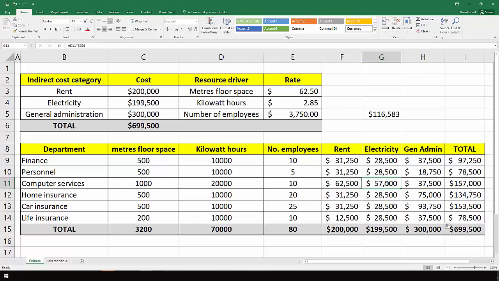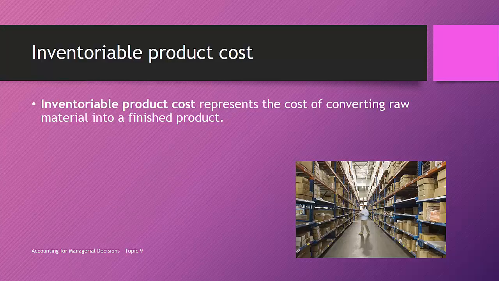So we've allocated these out based on the usage of the cost driver. And it seems to be a more fair and equitable way to do it because it's based on actually the usage of these particular things. And so that's going to be important. So turning now to inventoriable product costs, and this holds much of the same idea, but we're dealing very much with products here.